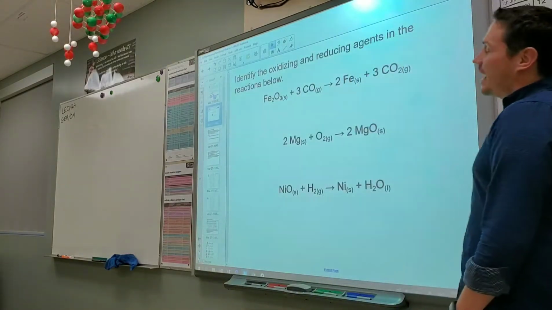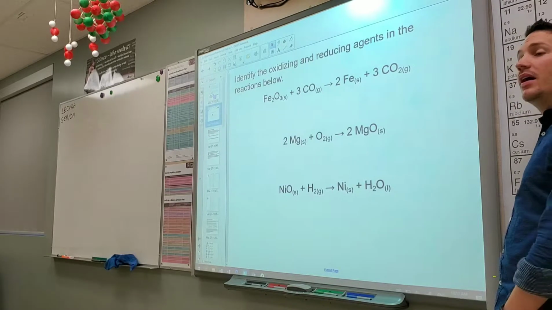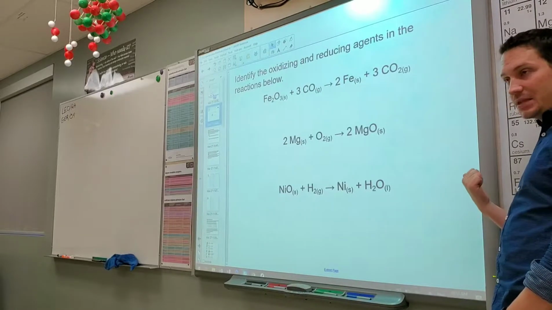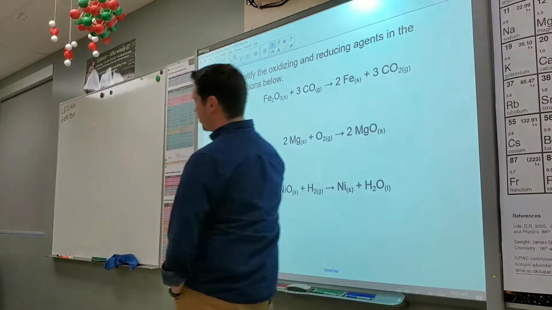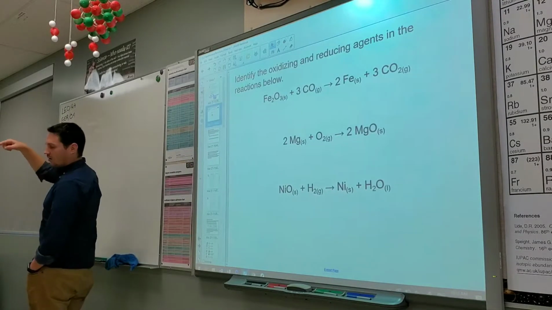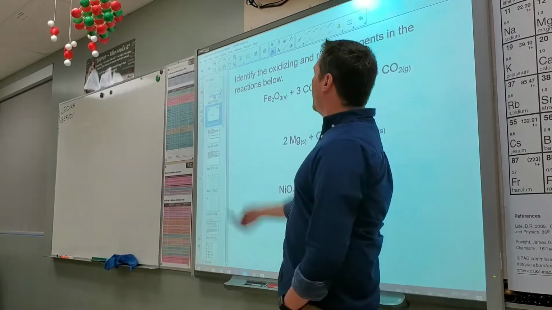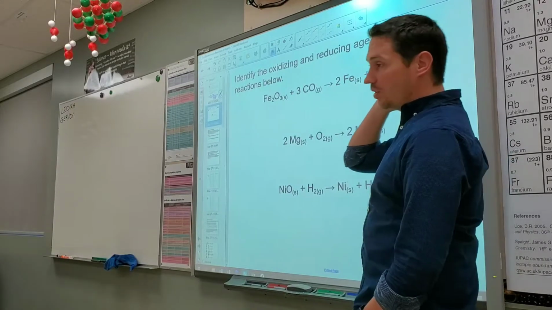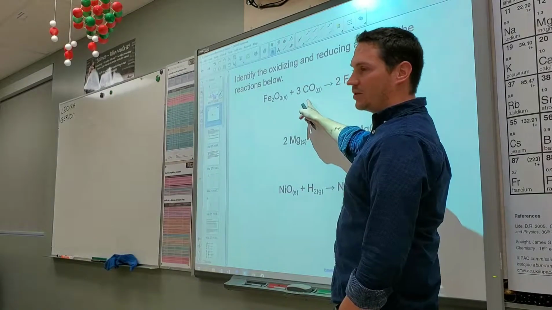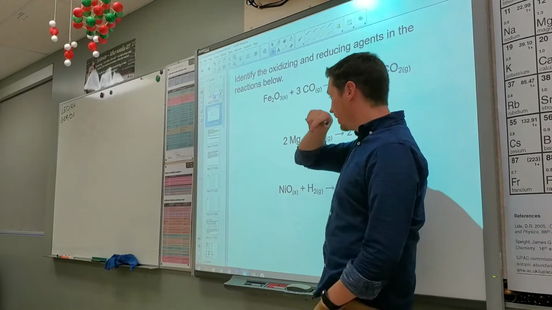Okay, so let's identify the oxidizing and reducing agents in the reactions below. Remember, if something is the oxidizing agent, it's causing the other thing to be oxidized. So it's gaining the electrons that the thing being oxidized lost. It's complicated, but we'll get used to it. Remember, either this or this will be the oxidizing or reducing agent. It's only these two things. It's not our products. It's what we have at the beginning.